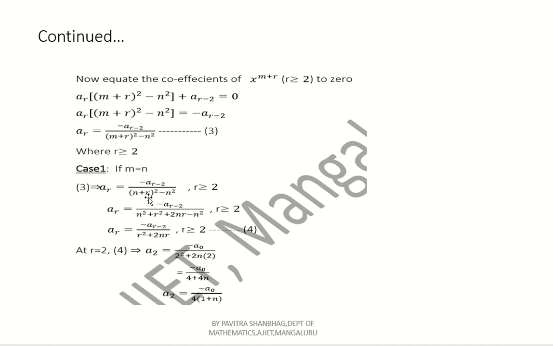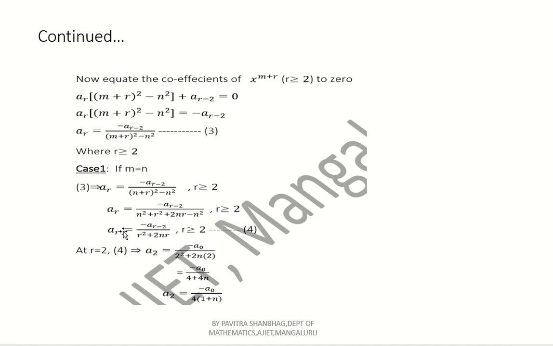So what is (a plus b) whole square? Here (n plus r) whole square means n square plus r square plus 2nr, minus n square. So here plus n square minus n square vanishes. What remains? a_r equals minus a_(r minus 2) divided by r square plus 2nr, right? Where r is greater than or equal to 2.